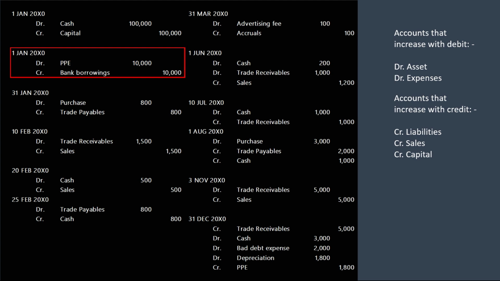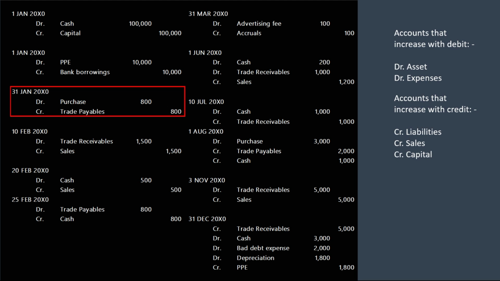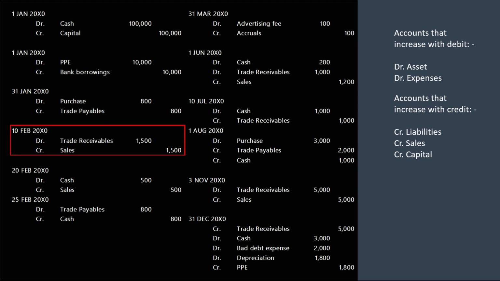On 31st of January, Michael purchased raw materials at a cost of $800 on credit. So we debit purchase, which is a profit and loss account item because the raw materials was purchased for trading purpose, and credit trade payables, a balance sheet item representing a liability. On 10th of February, Michael's company sold his products to a customer for $1,500 and he allowed his customer to pay him later.